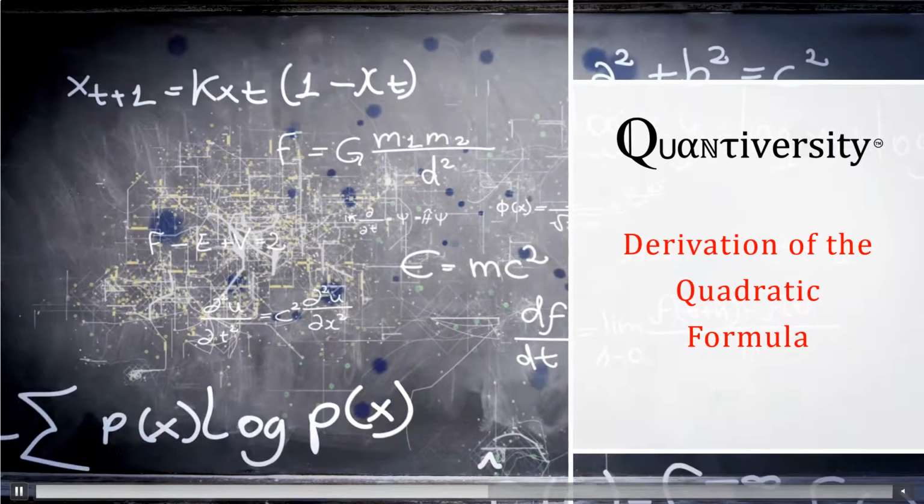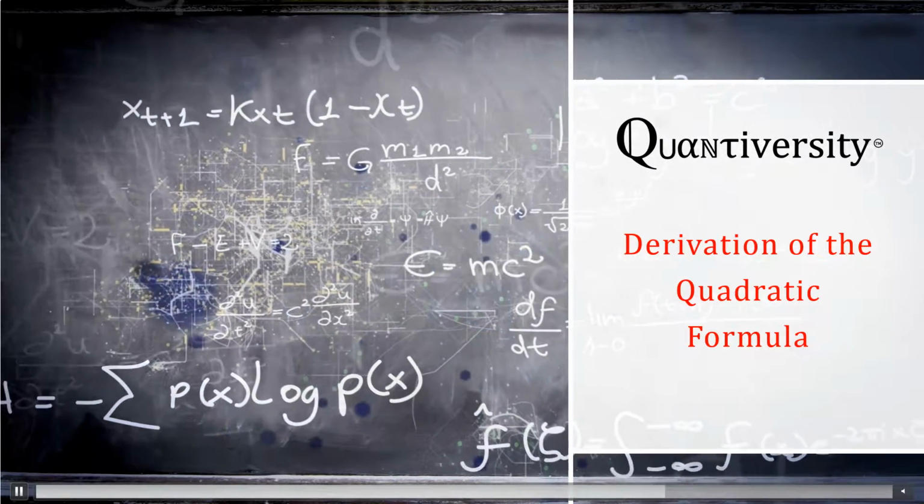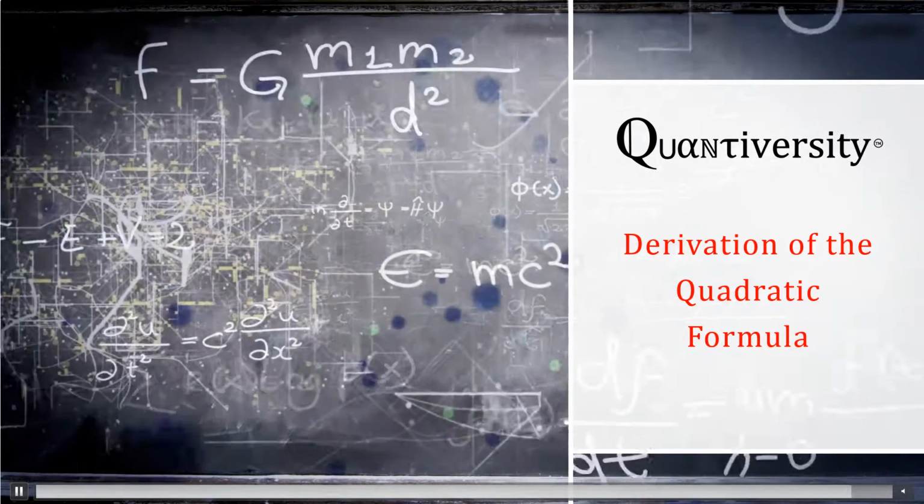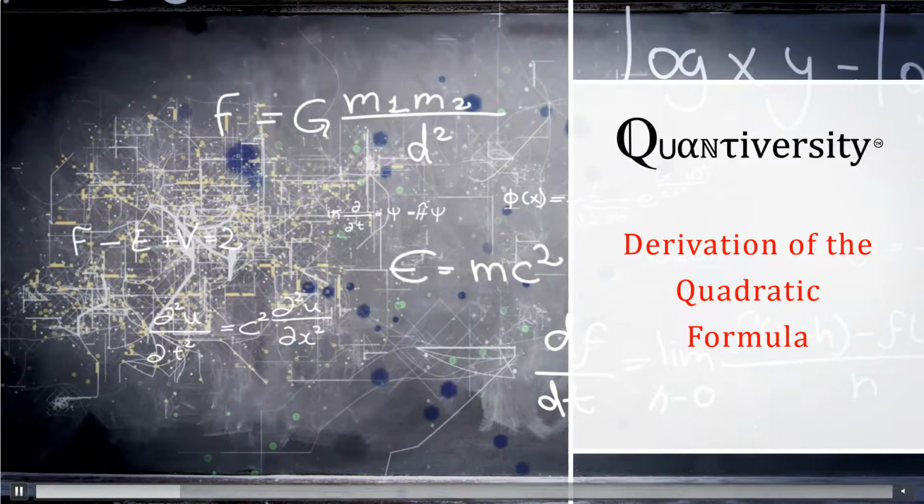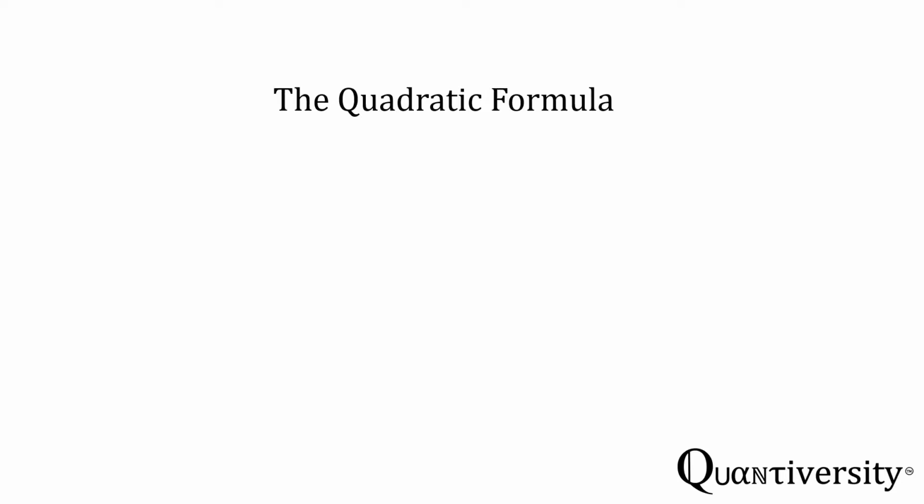In this video, we will provide an algebraic derivation of the quadratic formula. The quadratic formula states that for any second-degree polynomial equation in standard form, the solution set is given by the equation x equals negative b plus minus the square root of b squared minus 4ac, all over 2a.